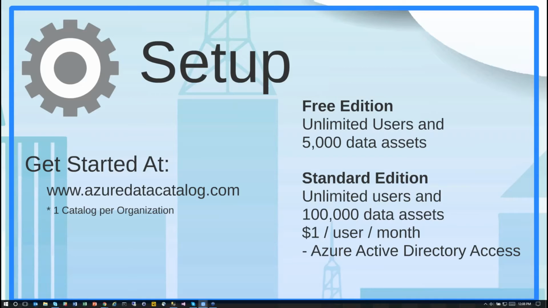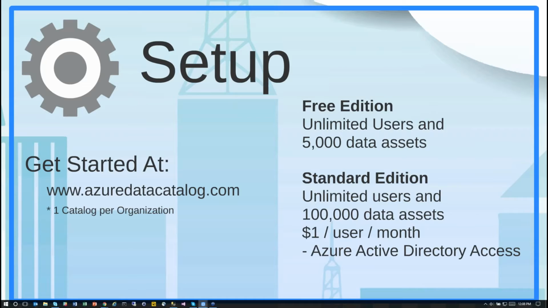When you create a catalog, you've got basically two editions that you can choose. Free: you have an unlimited number of users, and you can upload 5,000 data assets. So realistically, with the free edition, if you have a data warehouse, some Analysis Services cubes, some SSRS reports, for most organizations you could probably get away with staying under 5,000 data assets.